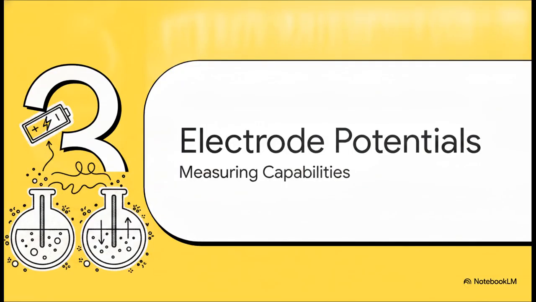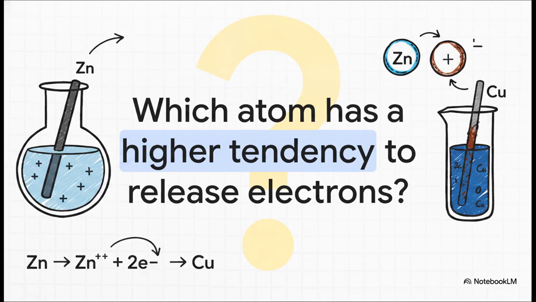Section 3. Decoding electrode potentials. Let's test this with a classic scenario. Between zinc and copper, which atom do you think has a higher tendency to release electrons? Imagine dropping a zinc rod into a blue copper sulfate solution. Which one becomes the ultimate electron donor? Well, it's zinc. Zinc is way more eager to give up its electrons than copper. As it does, the copper ions grab those electrons and deposit themselves as solid metal, and that famous blue color of the solution just fades away.